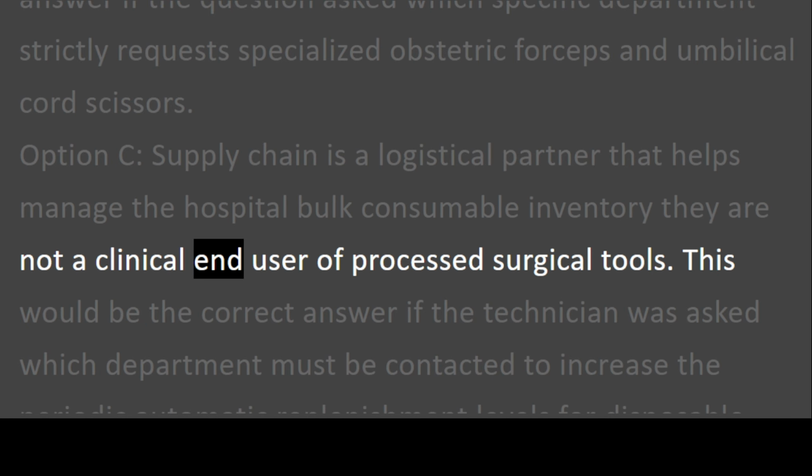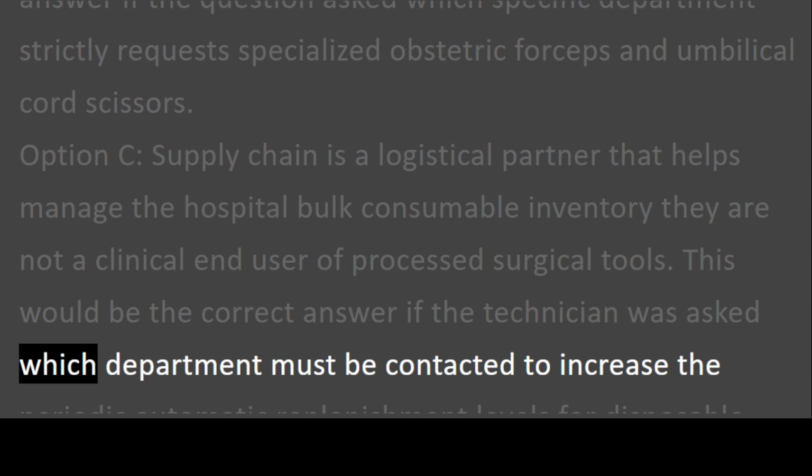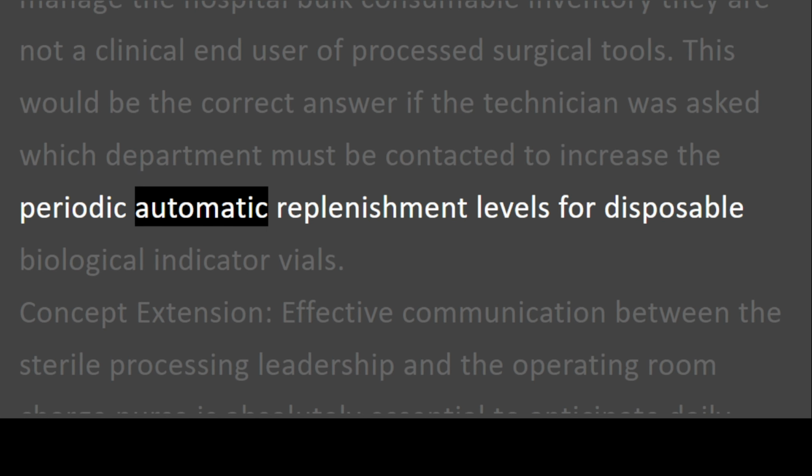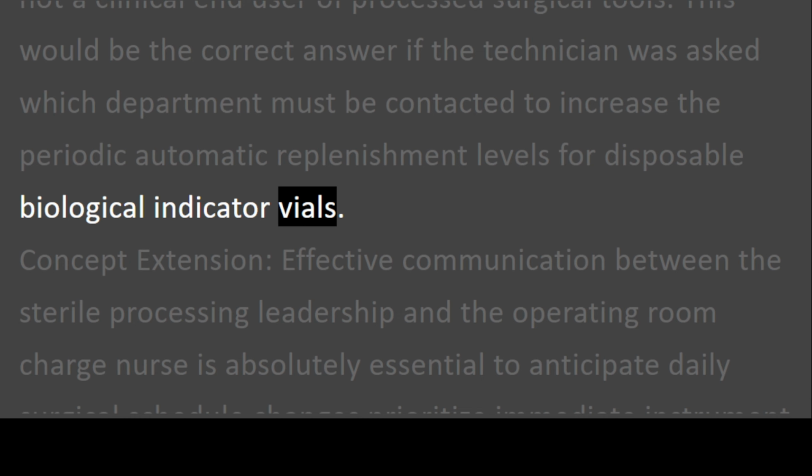They are not a clinical end user of processed surgical tools. This would be the correct answer if the technician was asked which department must be contacted to increase the periodic automatic replenishment levels for disposable biological indicator vials.